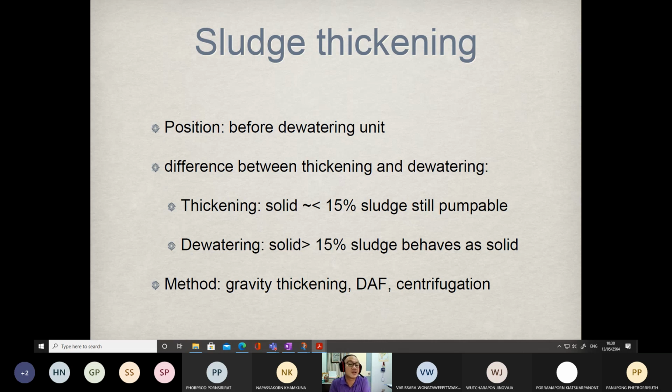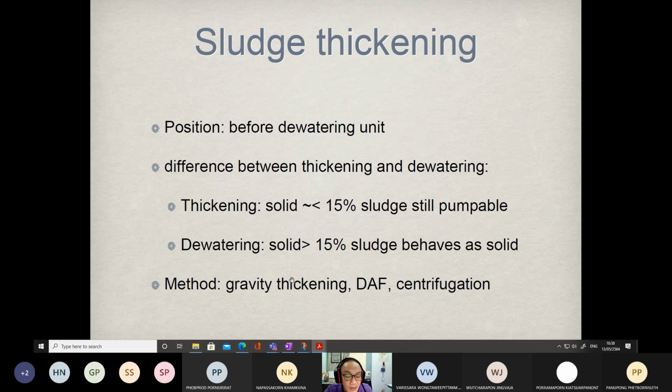In some references, they may say 17%, 17 or 20%, 17, 18%, sorry. The sludge is still pumpable if it's less than 17 to 18%, but if it is greater than 17 or 18%, the pumps will not be able to carry the solids. So basically, we can say 15% to 17% is where the sludge changes its physical characteristics.